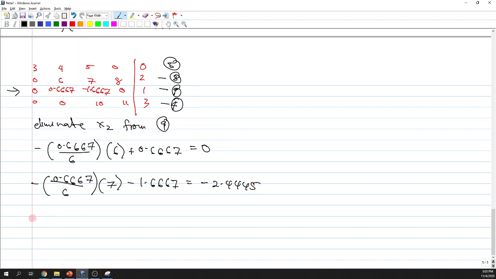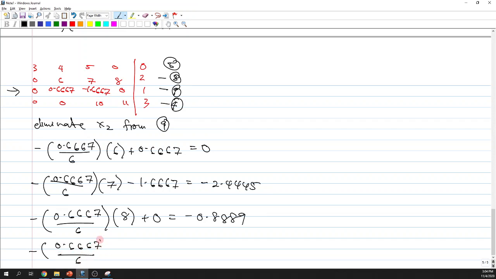2.4445. Okay, and then we proceed 7 divided by 6. Okay, and then times with 8 plus 0 become negative 0.8889. Okay, and then the last one 0.6667 6, and then 2 plus 1 become 0.7778. Okay, and then we rewrite again the equation.